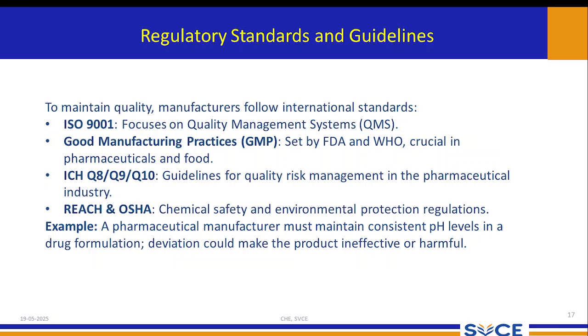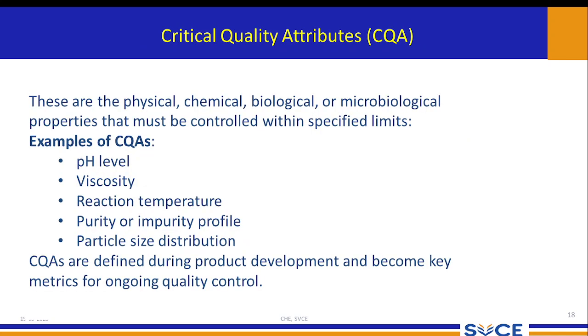So the main aim of ICH Q8, Q9 and Q10 is to provide a structured way to define the product quality attributes, design space, manufacturing process and control strategy. It's a guideline for quality risk management in the pharmaceutical industry. REACH and OSHA: chemical safety and environmental protection regulations. Example: a pharmaceutical manufacturer must maintain consistent pH levels in a drug formulation. Deviation could make the product ineffective or harmful.